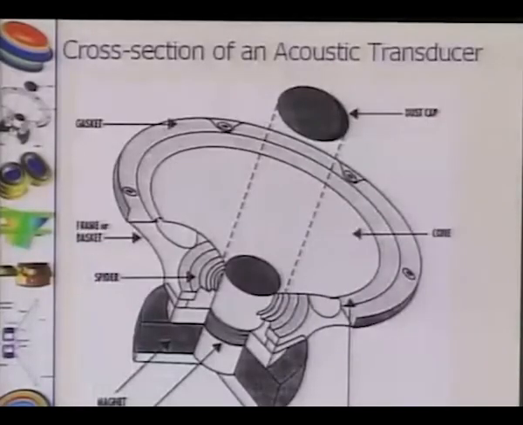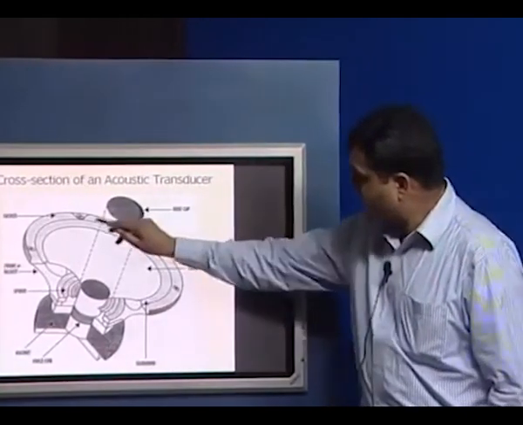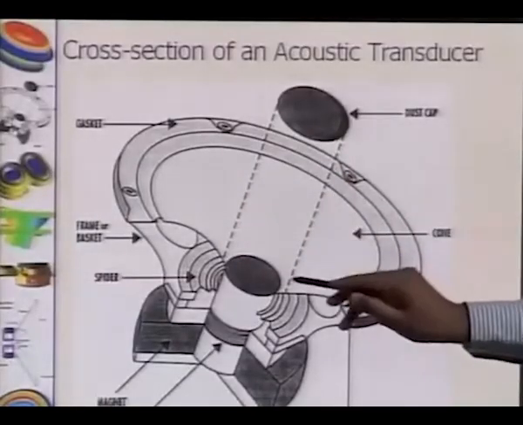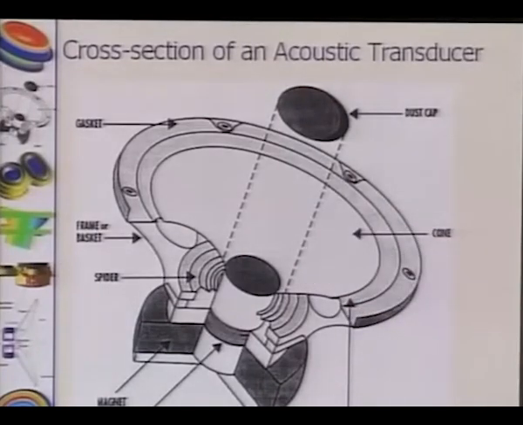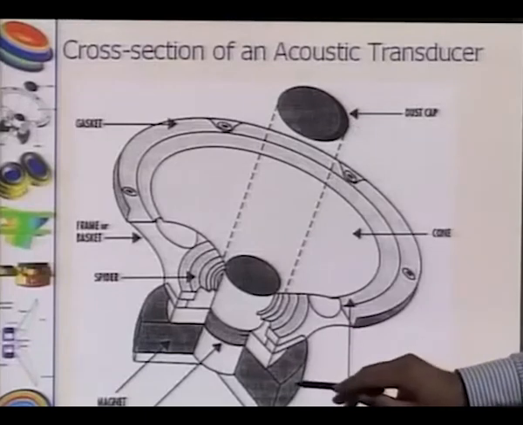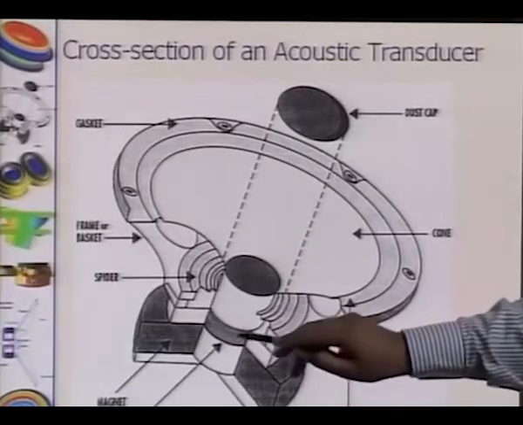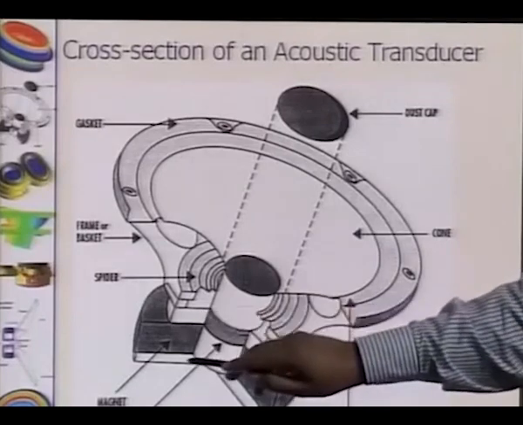So this is a three-dimensional view of the same object, so you get a better understanding. That is your spider, this is your surround, it's typically made of foam, this is a diaphragm which moves in and out. To close the vent hole, you have this dust cap, you have a voice coil here, and the magnet is here, sandwiched between a front plate and a back plate.